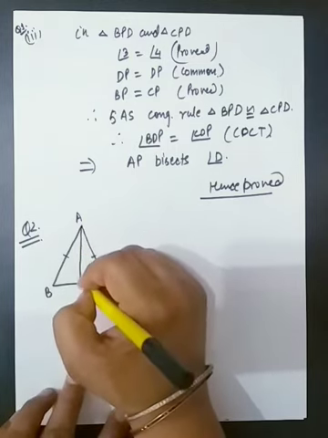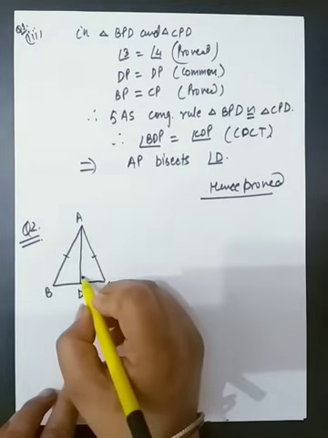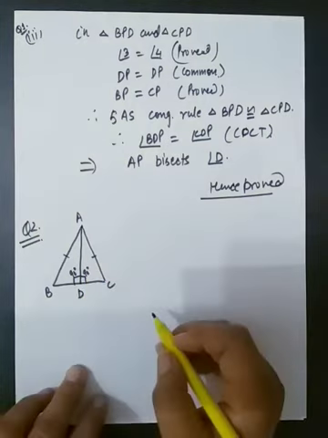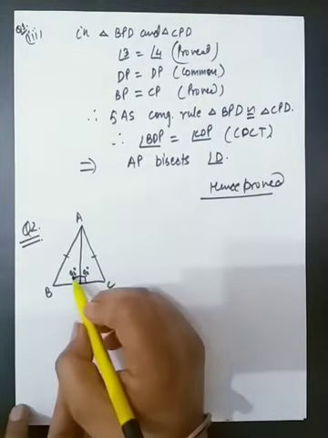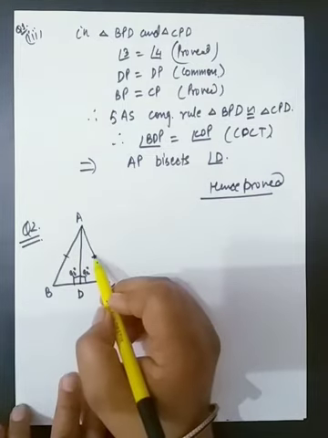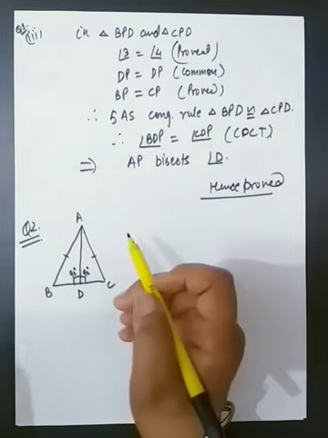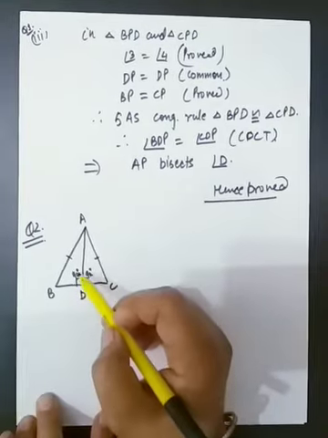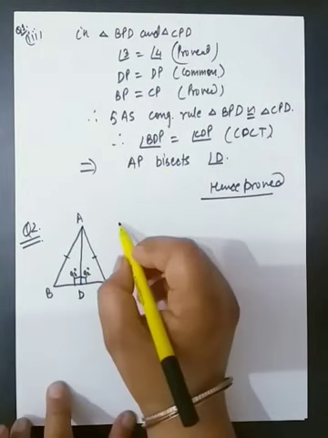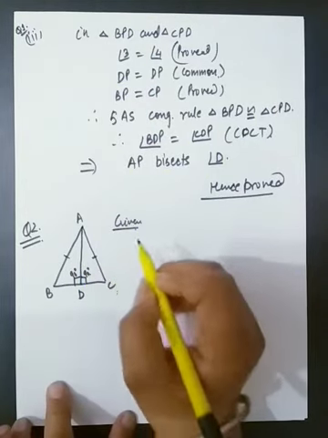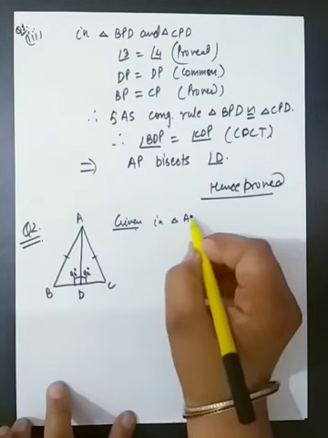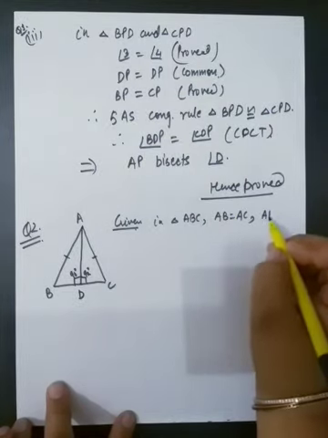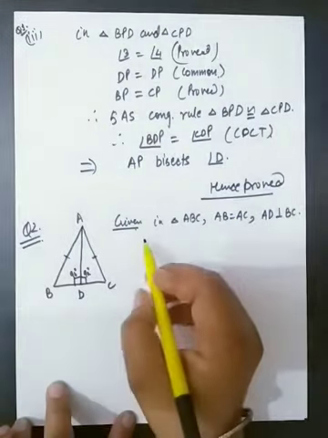Altitude means it makes an angle of 90 degree at the point of intersection with BC. So this angle is given 90 degree to you. AB and AC are given equal. On the basis of this information, we have to show that AD bisects BC and AD bisects angle A. For this, what we have to do? Here we will write given because the figure was not given. In triangle ABC, AB is equal to AC and AD is perpendicular to BC.